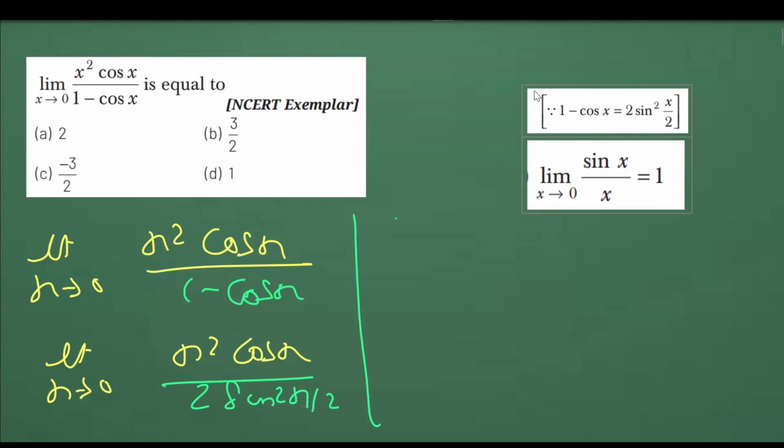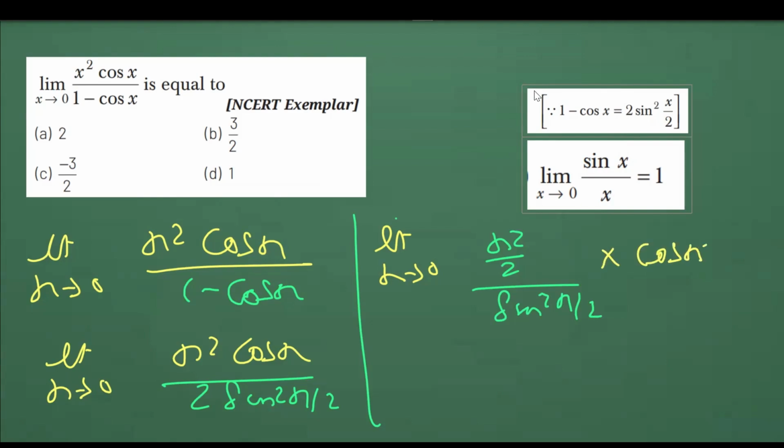Now we'll do some rearrangement here. So we have limit x tending to 0. I can write this x square over 2, and that divided by sine square x over 2, multiplied by cos x. Now, as you can see, in order to apply this sandwich formula, we need the same angle. And that's the reason why I'm going to multiply and divide it by 2.